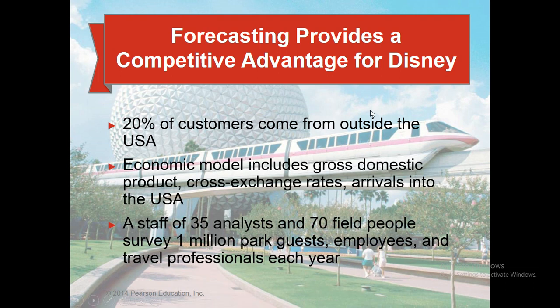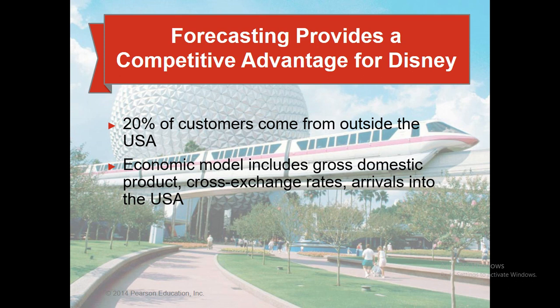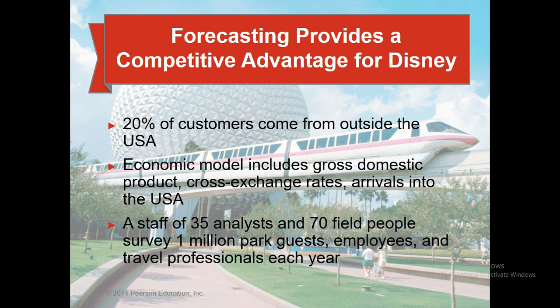Okay, so the economic model includes gross domestic product, cross exchange rates, arrivals into the USA, and a staff of 35 analysts and 70 field people who survey 1 million park guests, employees, and travel professionals each year. So that is why the forecasting technique of Disneyland is very successful, because they hired 35 analysts and 70 field people who served as enumerators that will help in gathering the daily survey regarding park attendance and their satisfaction ratings.